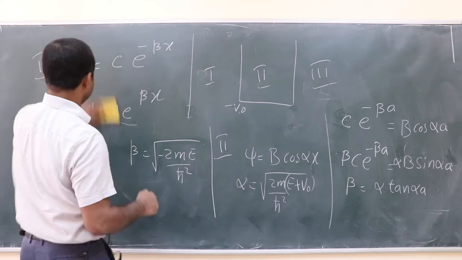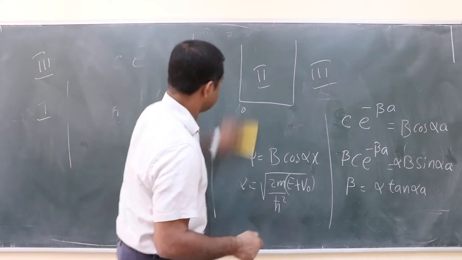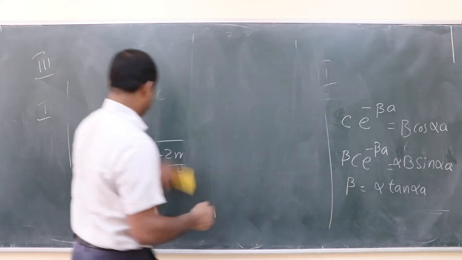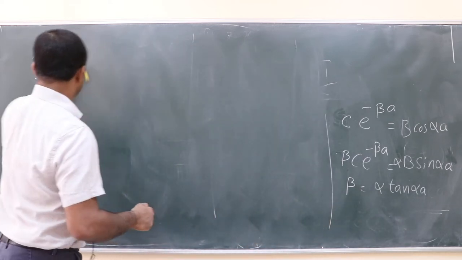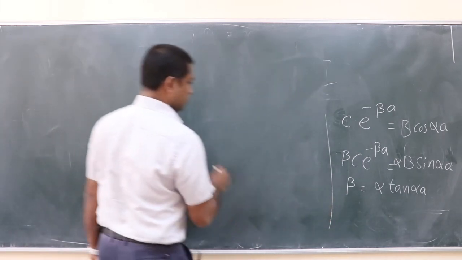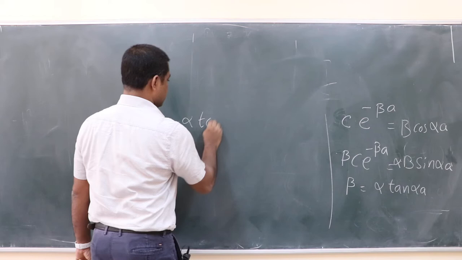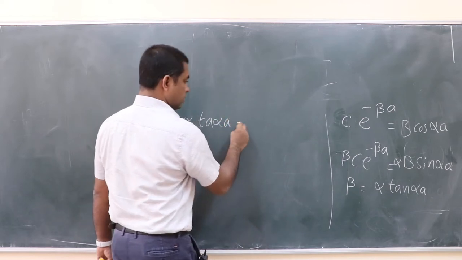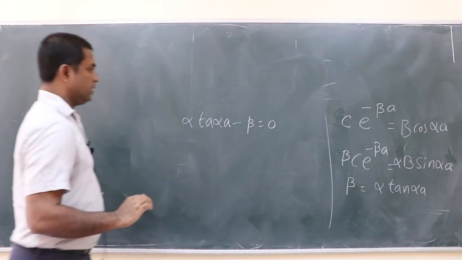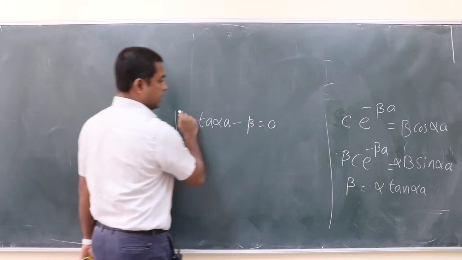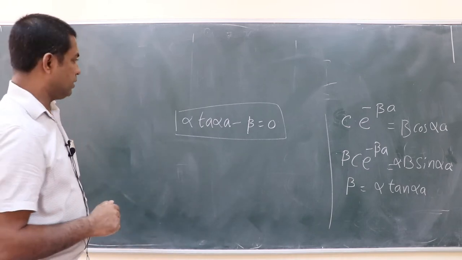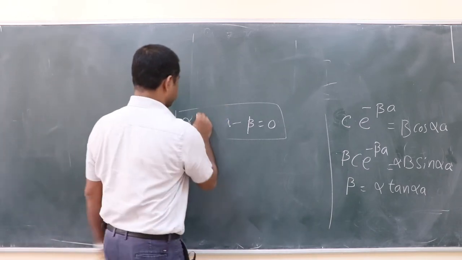So finally, you have to solve this transcendental equation. This you can only do numerically. Okay, so tan alpha A.